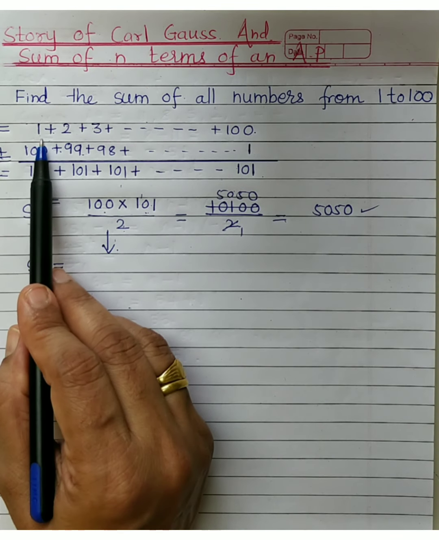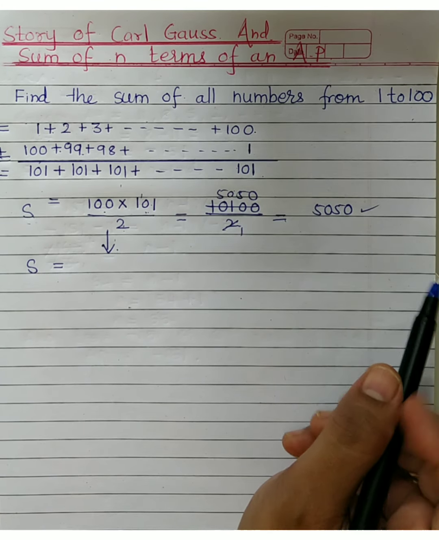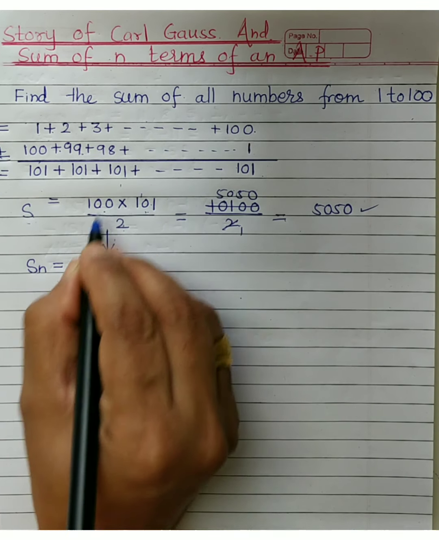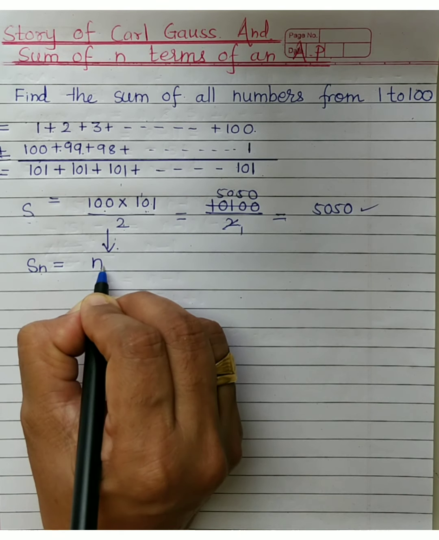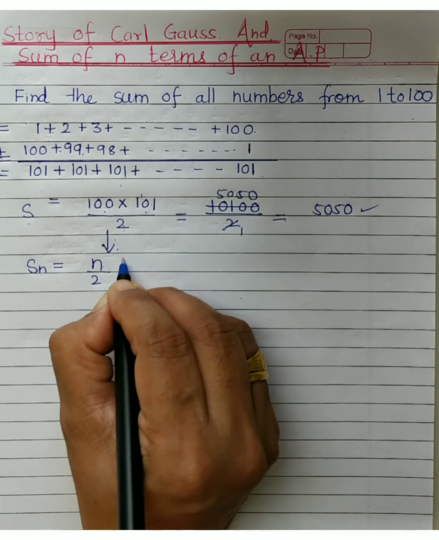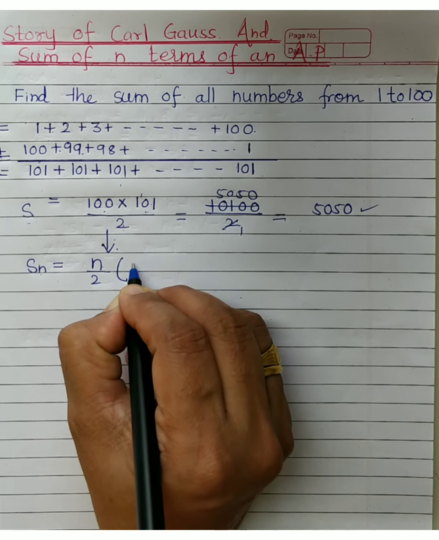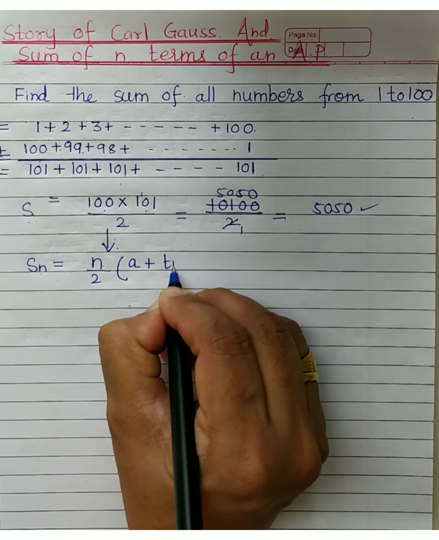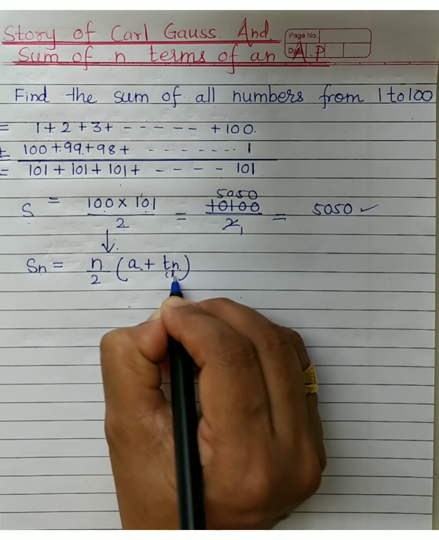Out of that, 1 is what? First term, and 100 is what? Last term of the AP we are adding. So if I am going to generalize it for n terms, what do I have to get here? 100 will be replaced by n. How many terms' sum am I finding? n upon 2, because 2 times we have added. In the bracket, 101 can be written as 1 plus 100. So 1 is what? The first term, right? And 100 is what? The nth term.